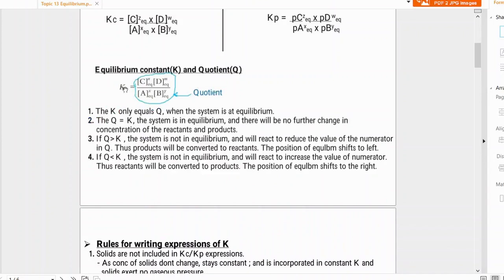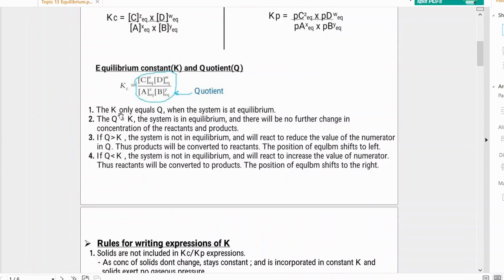So this right here was the equilibrium constant, whether in terms of concentration or partial pressure. And what is this thing? The right hand side is called the quotient, the left hand side is called the equilibrium constant. So this is the quotient. So the equilibrium constant, or K, let's just say K to save time.